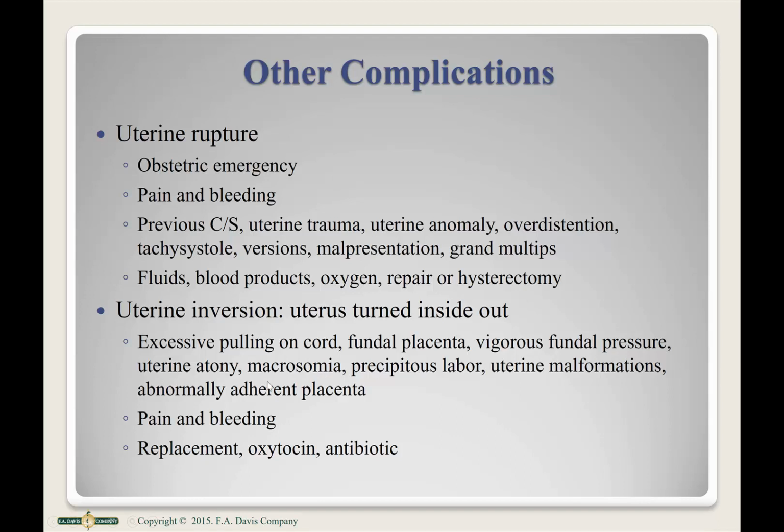Macrosomia, a large baby, precipitous labors, uterine malformations, or incorrectly formed uterus, and abnormally adherent placenta, so that placenta won't break away. Those are all risk factors for causing a uterine inversion. It's painful. It does cause bleeding. So what do we need to do? Well, one, we need to put the uterus back up in the body and put it up in there the right way. We need to give oxytocin to help that uterus contract, and then probably give the woman antibiotics, because that's a risk for infection right there.